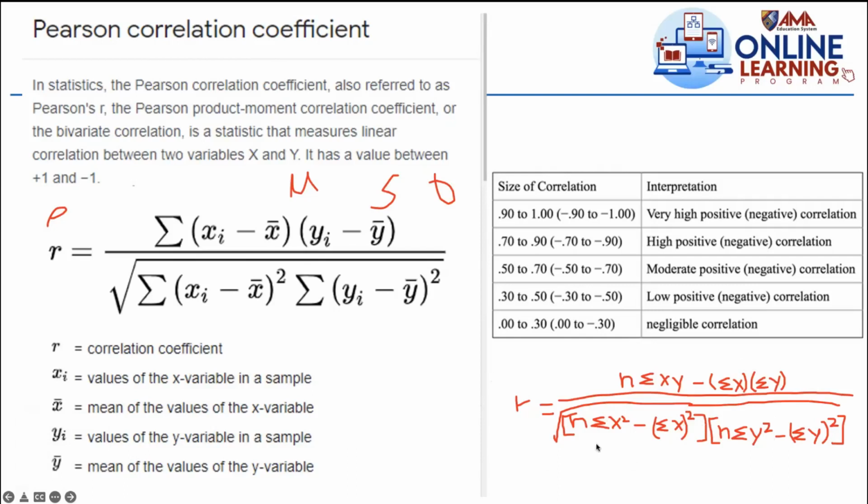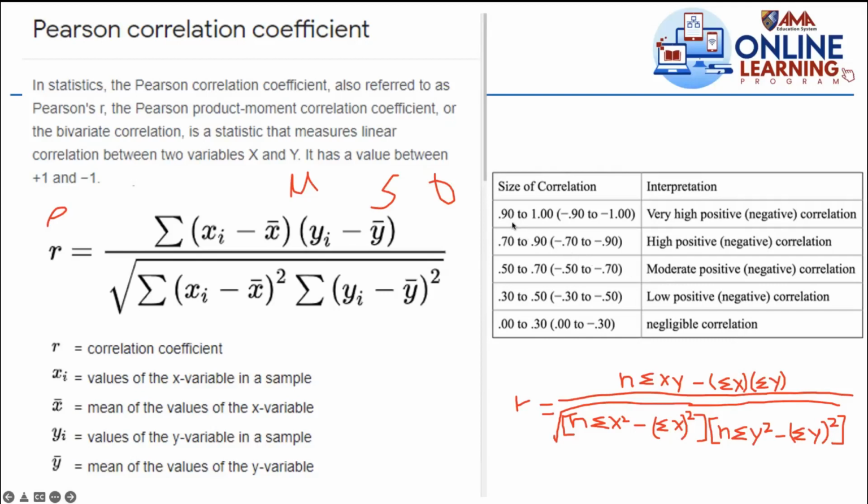Now you'll get a single number here. Using the single number, we can describe the correlation of our data based on this table. If you get 0.9 to 1, we say that your data has a very high positive correlation. 0.7 to 0.9 is high positive correlation, 0.5 to 0.7 moderate positive correlation, 0.3 to 0.5 low positive correlation, and 0 to 0.3 negligible correlation.